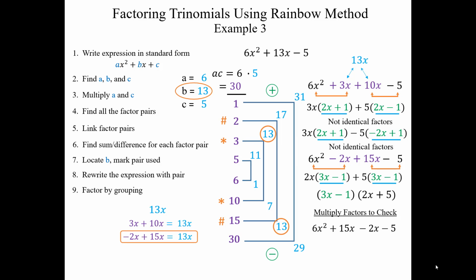Combining our like terms, we have 6x squared plus 13x minus 5. And this is the original trinomial we started with. So we have found the factors of this trinomial. And that concludes factoring trinomials using Rainbow method, example number 3.